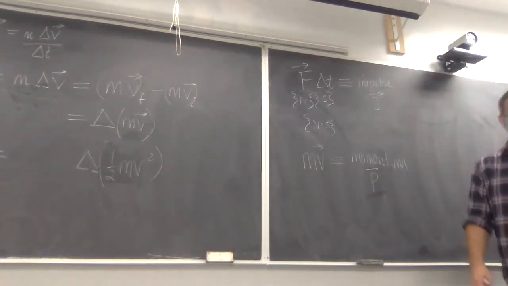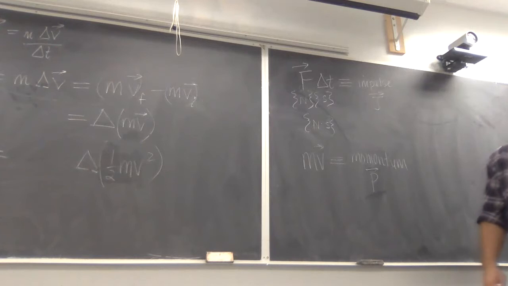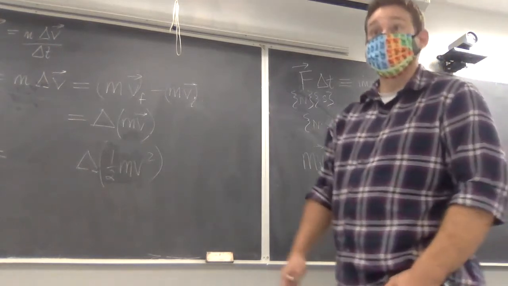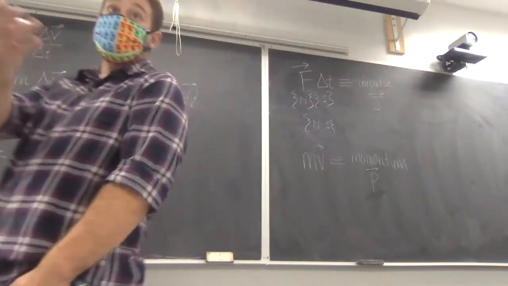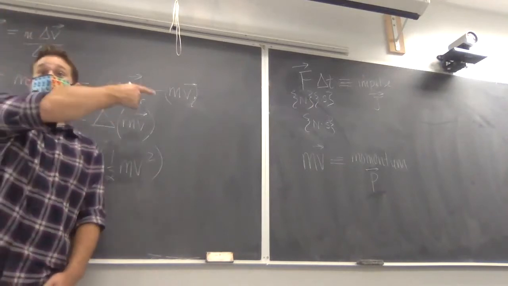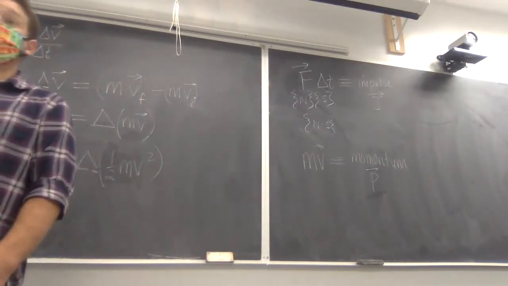So what's the Q? Energy, actually. If Hamilton's P was momentum, what was his Q? Energy.